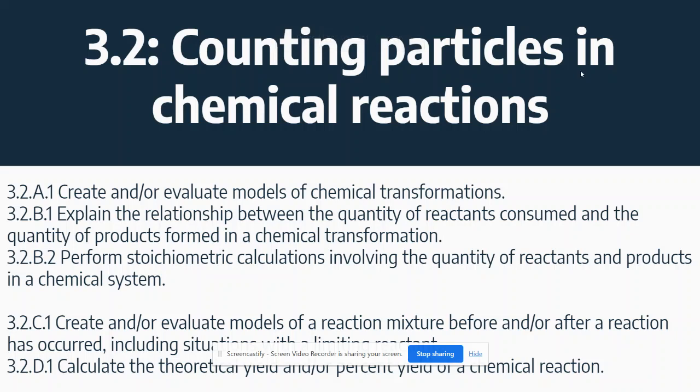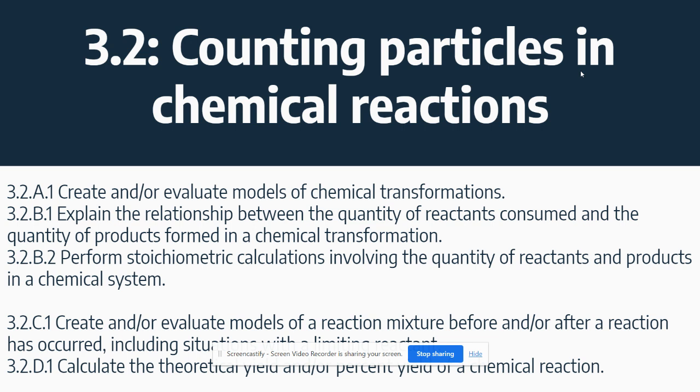So we are starting our next goal, the second half of Unit 3. It still has to do with counting particles, but now we're going to be focusing on counting particles in chemical reactions, where previously we've been looking at just counting particles in chemical species. We're going to start to shift towards chemical reactions. When we look at this and how it's going to be assessed, again, there are two separate goals.